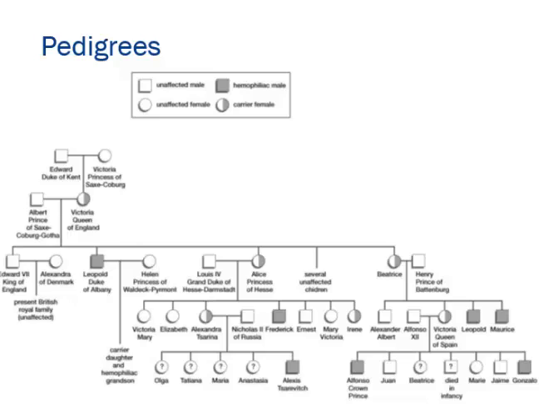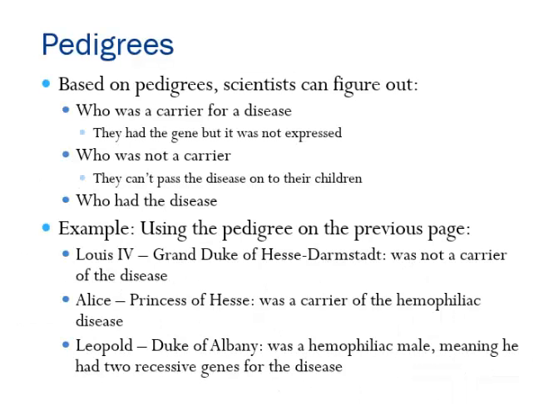She's not actually sick. Again, just the point is, this is an interesting chart where the clear boxes are men who do not have hemophilia. The black boxes show men who do have hemophilia. The white circles are women who don't have the gene, and the half-shaded circles show the women who are carriers, who have one X chromosome with hemophilia and one without hemophilia. This is one example over here. So scientists can figure out who the carriers for a disease are, and who wasn't a carrier, and who had the disease.